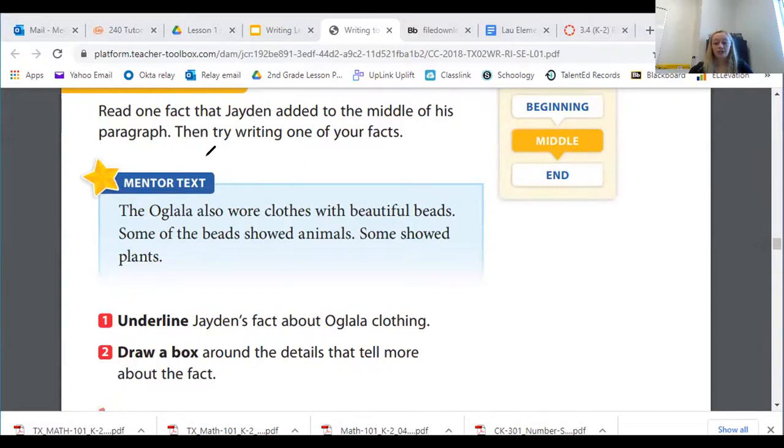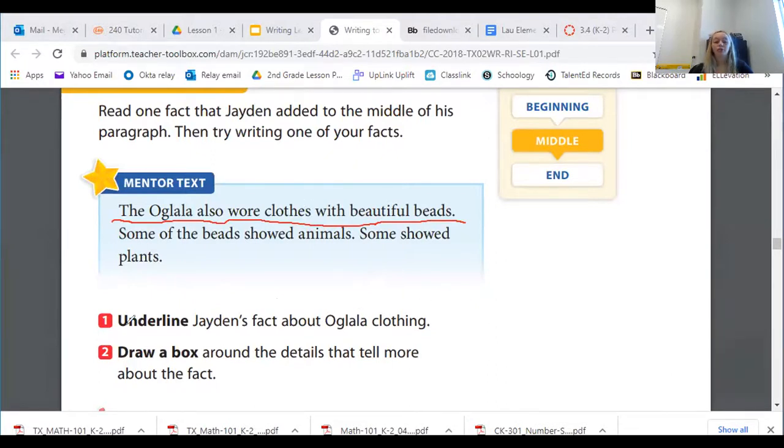So I hope you've had a chance to underline the fact Jaden wrote about the Oglala's clothing. This is the one that I underlined. The Oglala also wore clothes with beautiful beads, because that's a fact about their clothing.